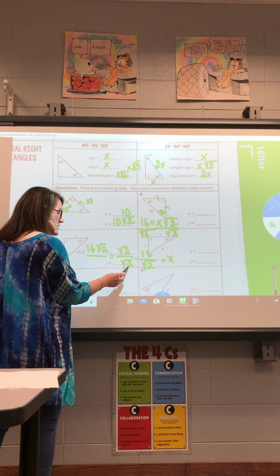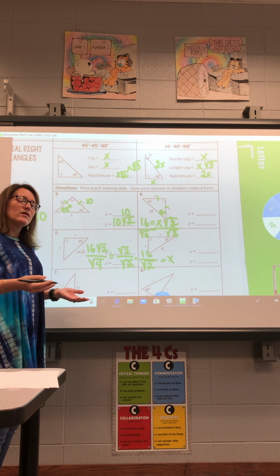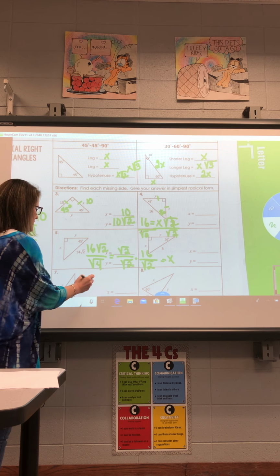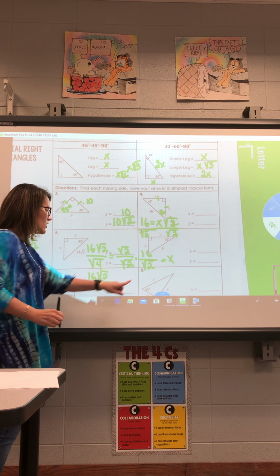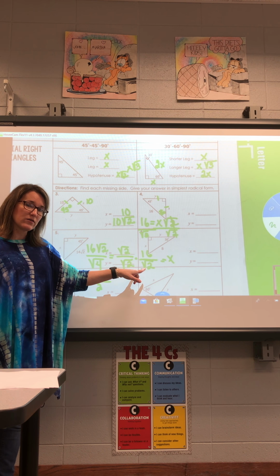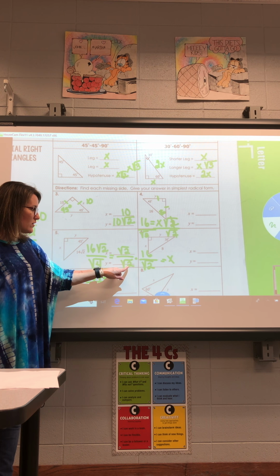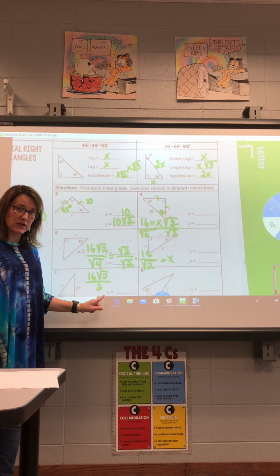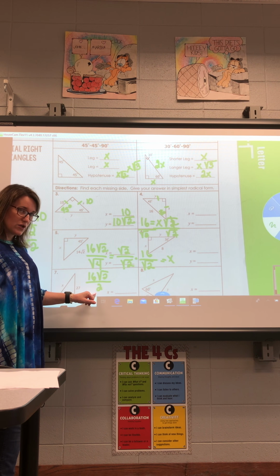The square root of 2 times the square root of 2 is equal to the square root of 4. Well, what is the square root of 4? The square root of 4 is 2. Because when you multiply a radical times itself, your radicand, which is the number under the radical sign, is going to be your answer. See, the square root of 2 times the square root of 2, it equaled 2, didn't it? So now I have 16 square roots of 2 over 2.